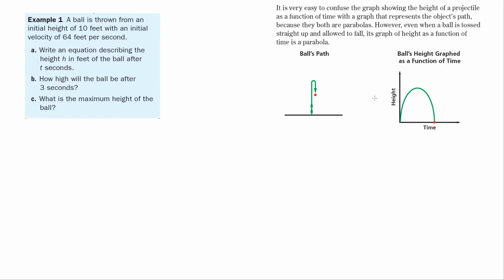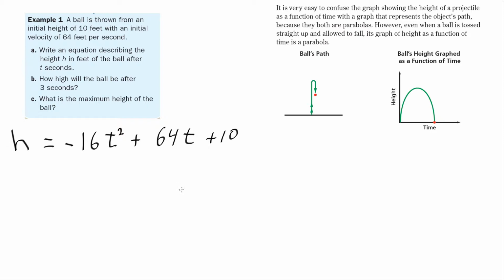Let's go ahead and write our equation. It's in feet, so we're going to use a negative 16t squared plus 64 feet per second, 64 times t, and the initial height was 10, and all of this equals h. So we have h equals negative 16t squared plus 64t plus 10.